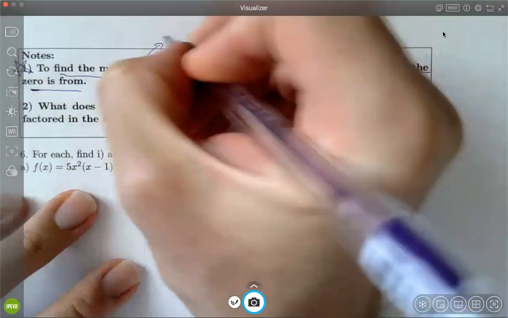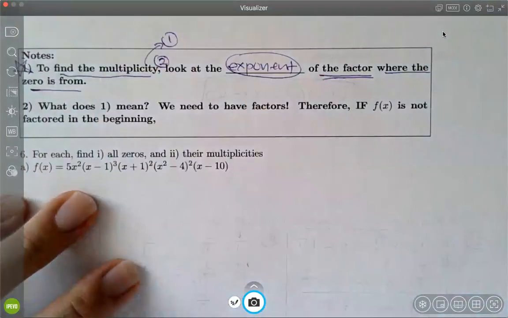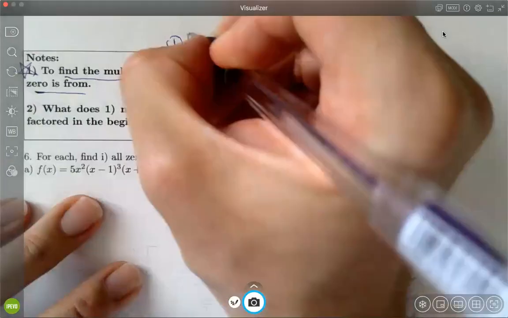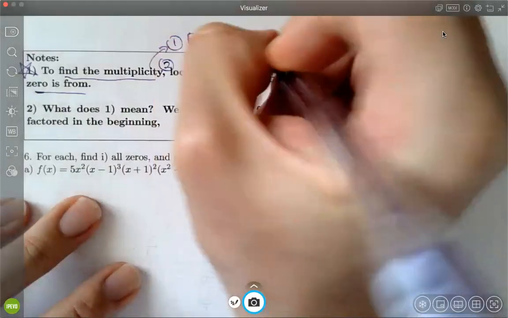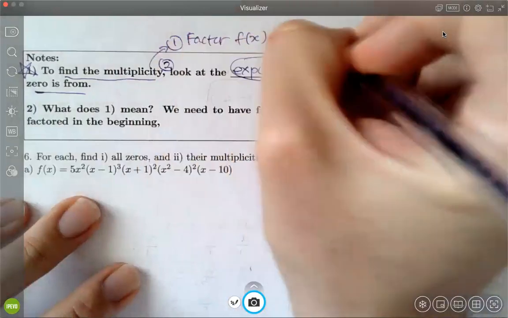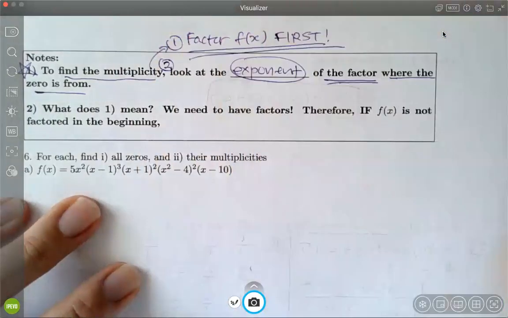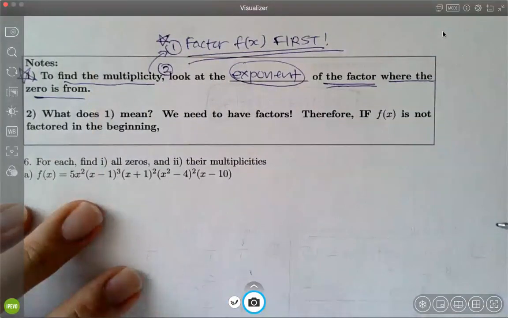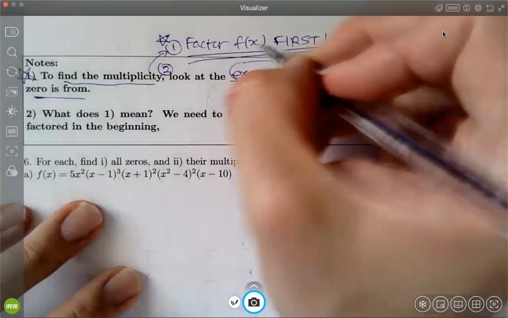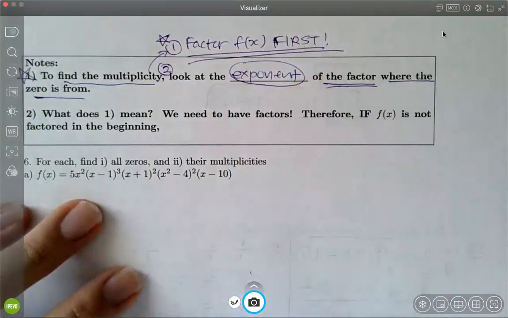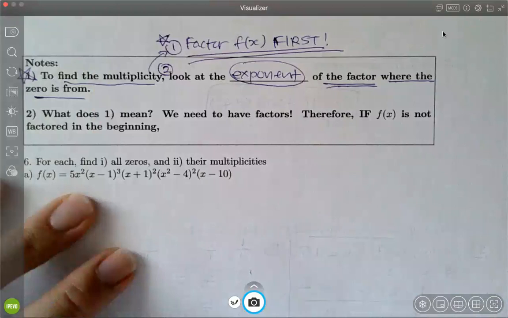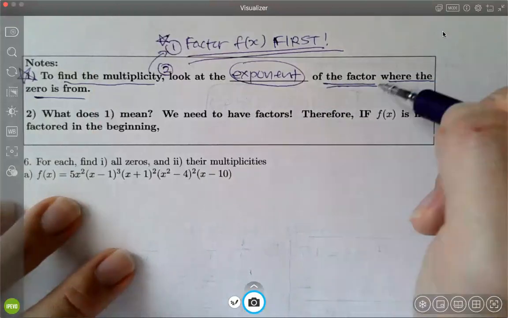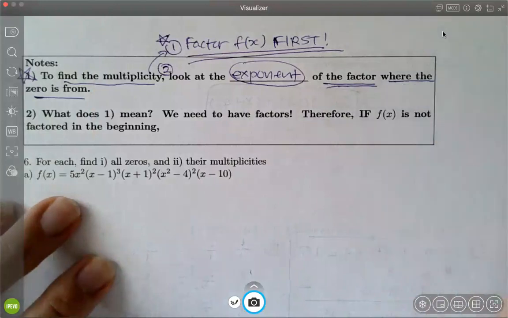What is step number 1? It's this. Okay, factor f of x first. What so many people do is, oh yeah, we just look at the exponent. But they don't check this one: whether f of x is factored. So before you look at the exponent of something, you have to check whether f of x is factored.